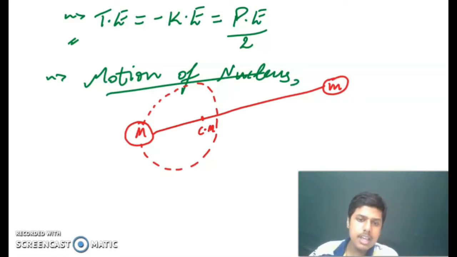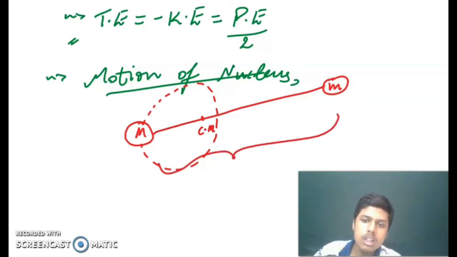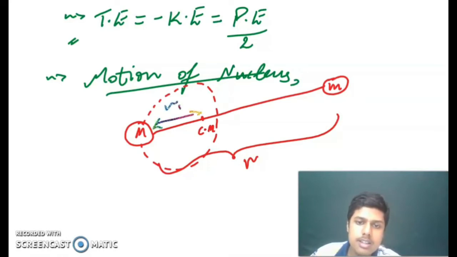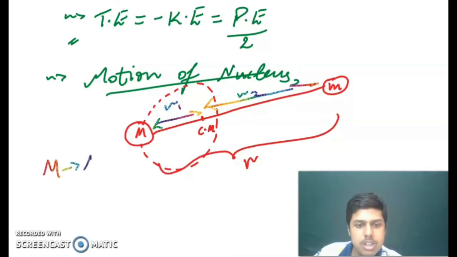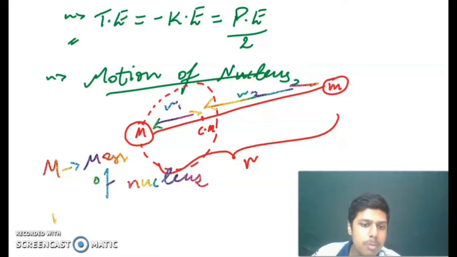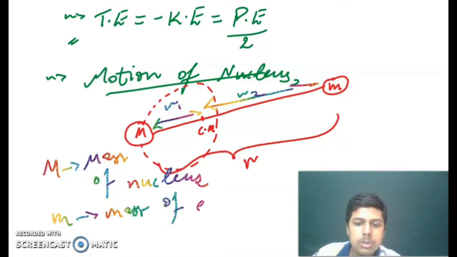Now let us say that the distance between capital M and small m is small r, and also let me take this distance as r1 and this distance to be r2. Now see, what is capital M? Capital M is the mass of nucleus. What is small m? Small m is the mass of electron.